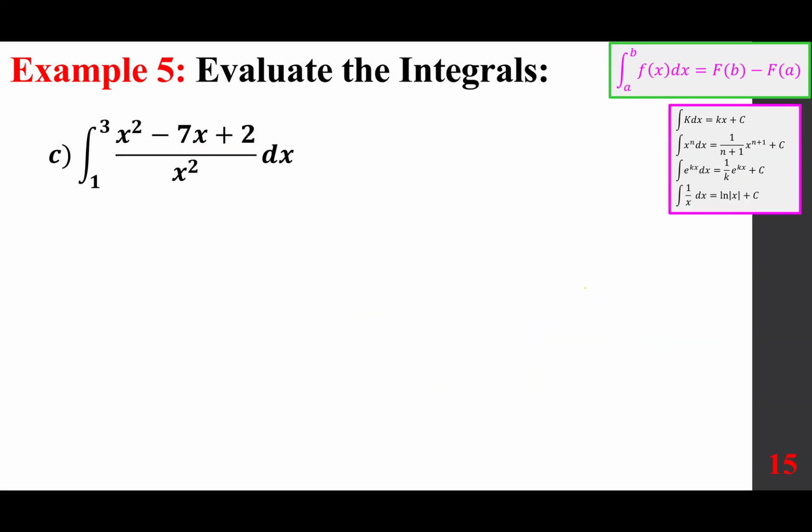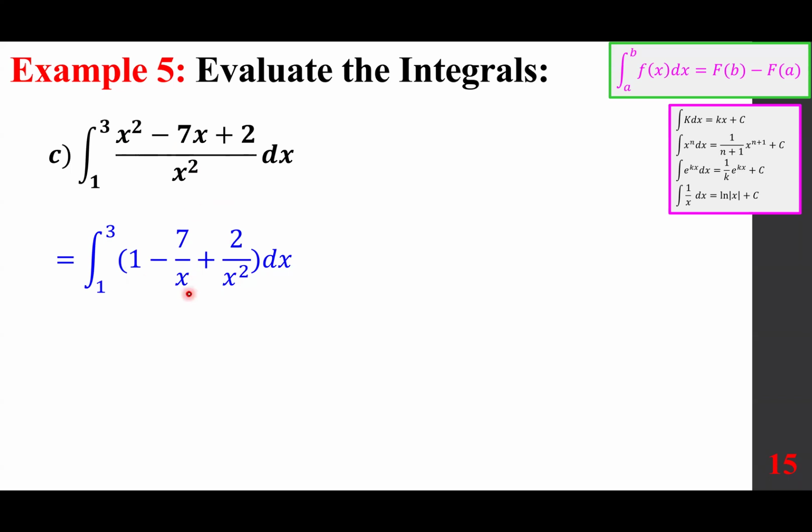Now, 5 part C says, evaluate this. I hope you remember we did this, but without the limits. You can go back to your notes. So we're going to do this pretty fast. So we're going to cut it into 3 pieces. So the first one is 1. This one is minus 7 times 1 over x. So let's just write this. 1 minus 7 over x plus 2 over x squared. So we cut it into 3 pieces. This one is 1. This one is minus 7 times 1 over x.